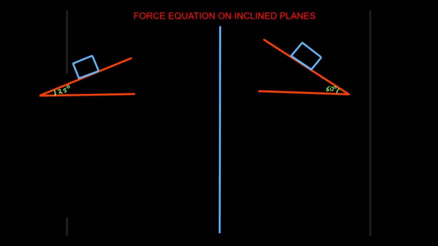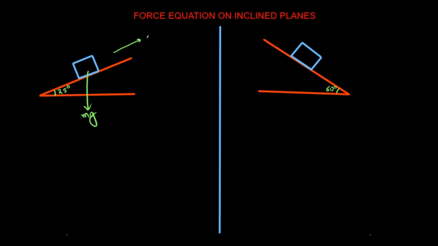For an object on an inclined plane, the force of gravity will act downward, mg. M is the mass, g is acceleration due to gravity, which is 9.8 meters per second square. The box is on the plane, so the motion of the box will happen along this plane. So this plane becomes our axis.